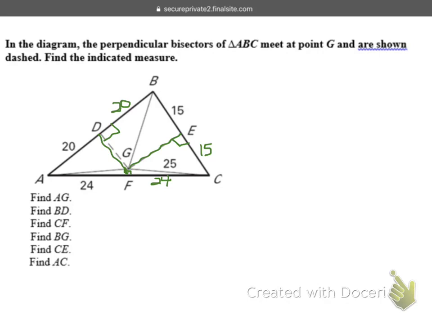All right? So that's the discussion of perpendicular bisectors that you're used to. The difference is you have 3 of them, and we're putting them in a triangle, and they all intersect at a point called the circumcenter. All right? So G is your circumcenter.